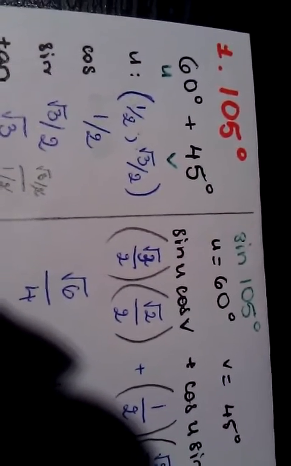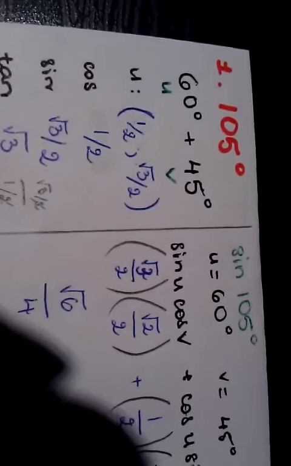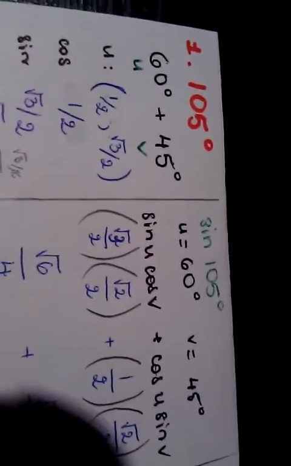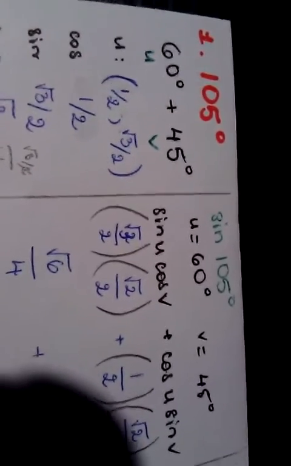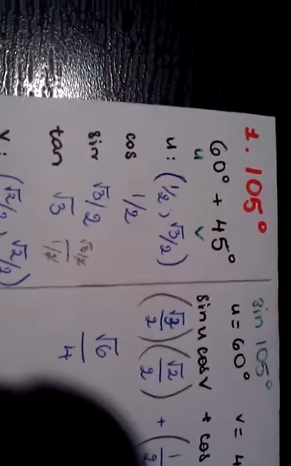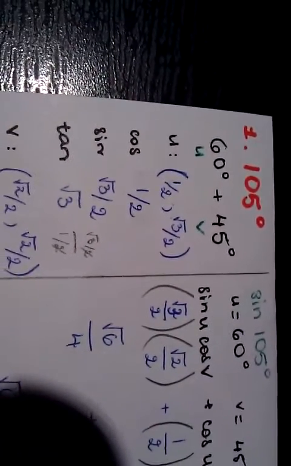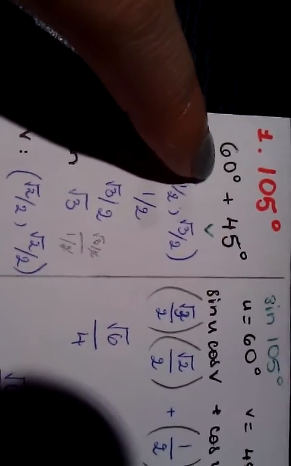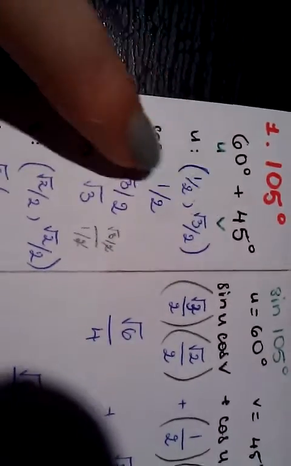This is part 2 of the half angle 105 degrees. However, we will use the sum formulas to figure out all three trig functions for this angle. I will use 60 plus 45, which makes 105 degrees. And I say U is 60 degrees and V is 45 degrees.